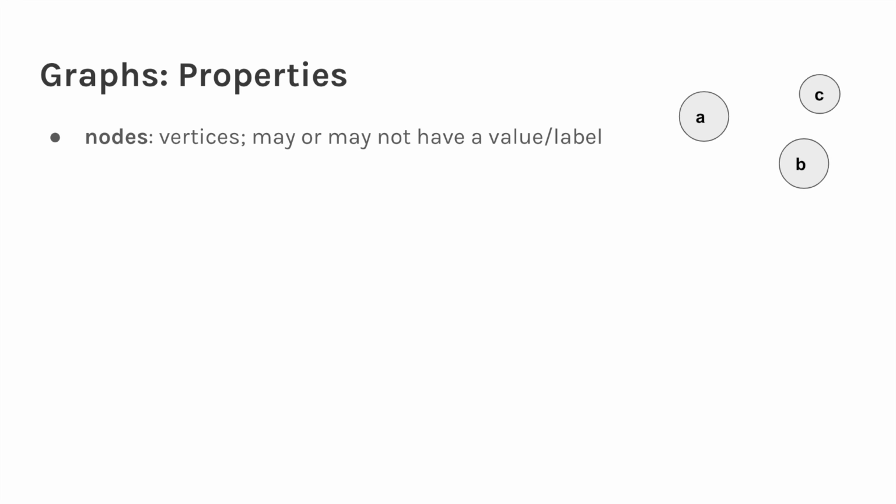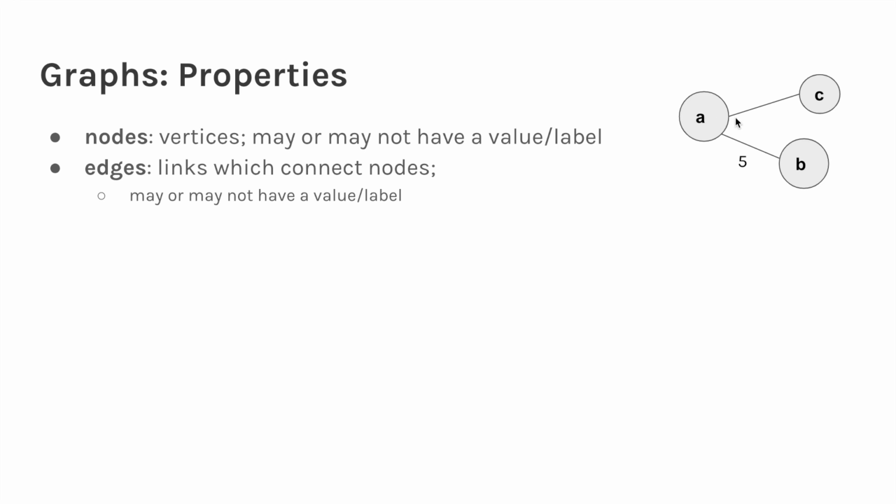Okay, let's go over some basics so we're all on the same page with graphs. We have a set of vertices. These can have a value or a label, just like with trees and linked lists. And these vertices are connected with edges, and these edges can also have a label or a value.